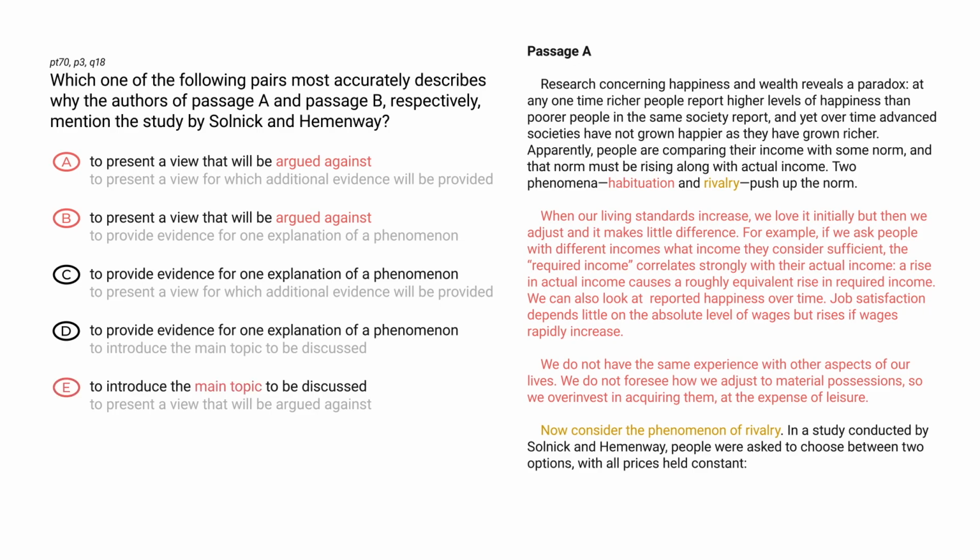And then with E, she's not introducing the main topic. The main topic is that happiness and income don't go hand in hand for two reasons: habituation and rivalry. So there's no way to say that rivalry was more important than habituation. Neither one of them is the main topic on its own.